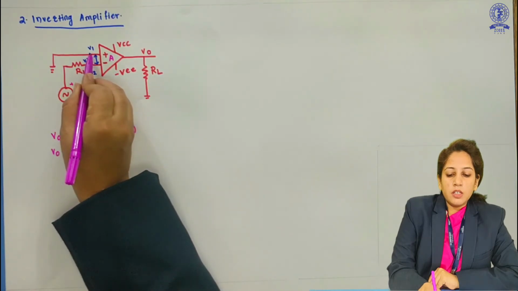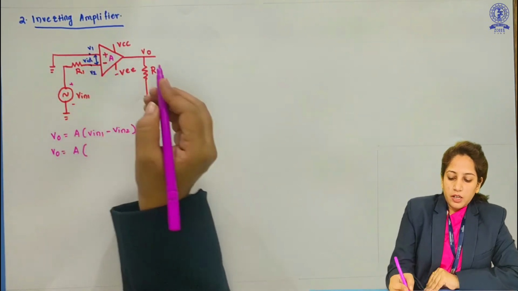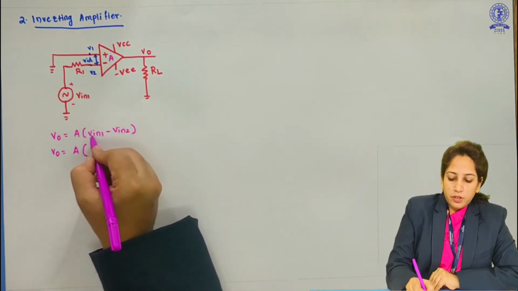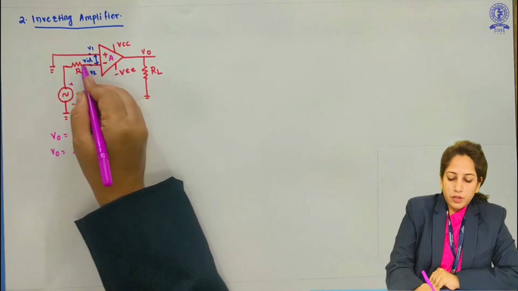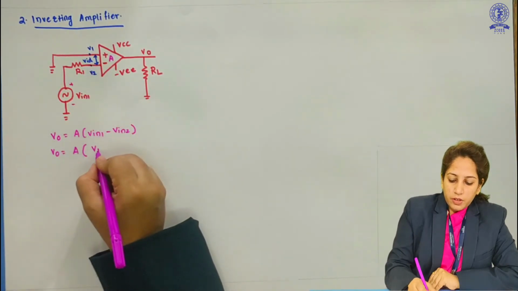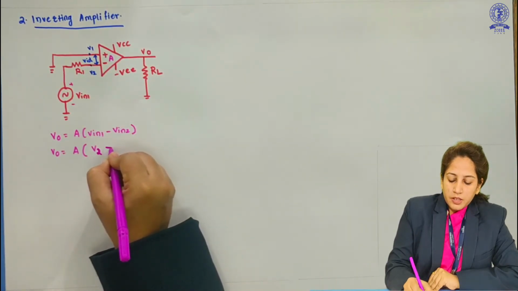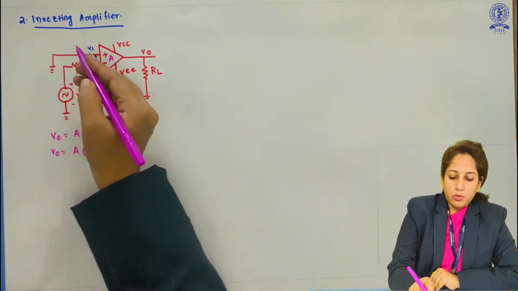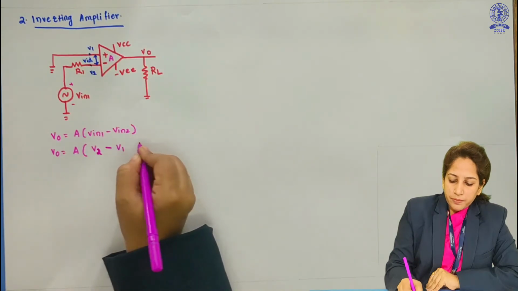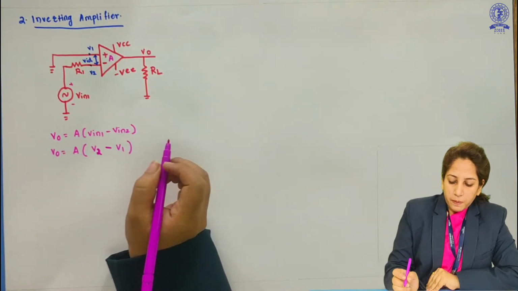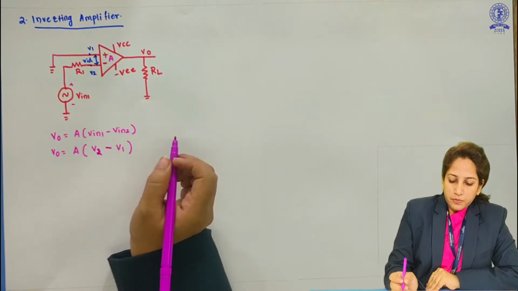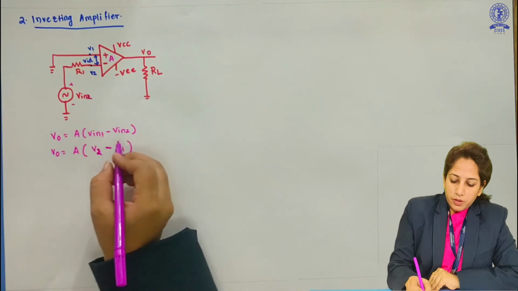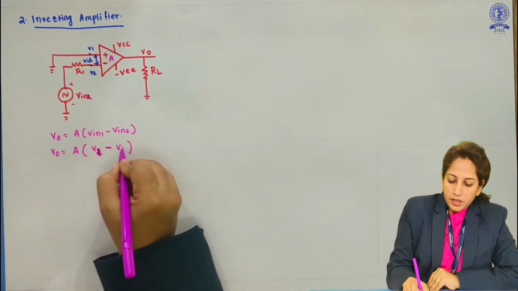So I will consider this V in 1 as equal to V1. I will consider this as V in 2, which is V2. So V in 1 minus V in 2, here it will be V1 and this will be V2.